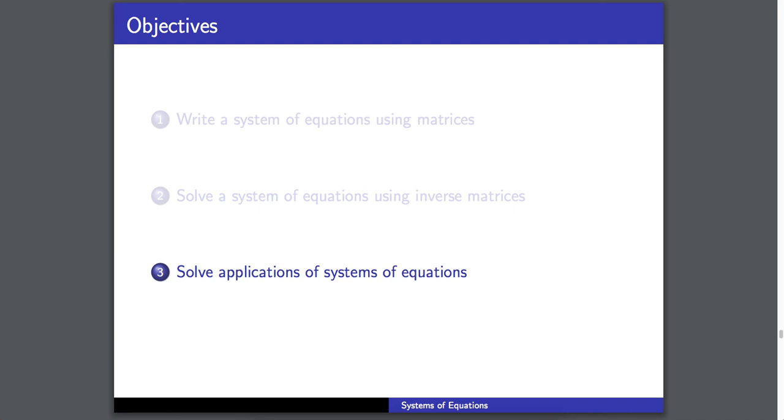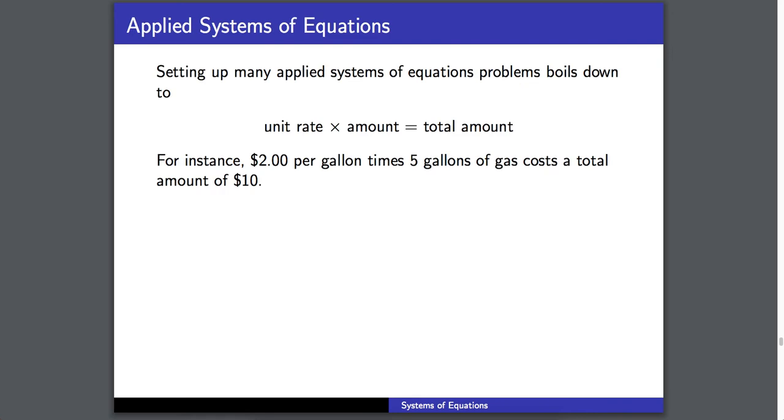All right, in this video, we're going to take a look at solving applications of using systems of equations, so how this stuff is used in the real world. So setting up many applied systems of equations problems boils down to a very simple concept that a unit rate times an amount will equal a total amount, usually a total amount of money paid or something like that.